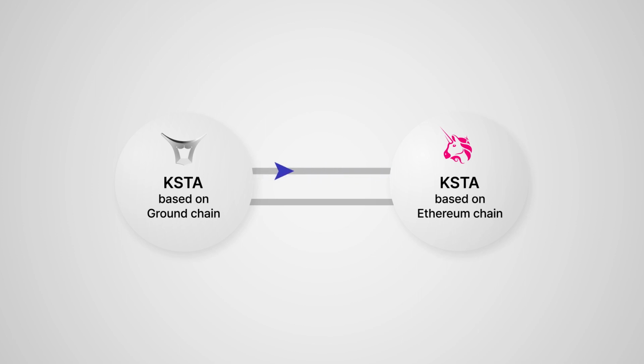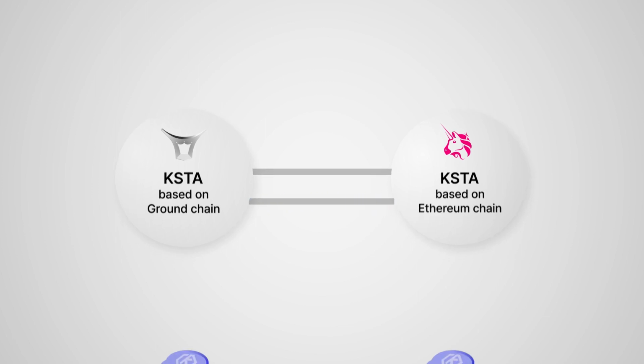The first method involves converting ground chain network KStar coin into Ethereum network KStar token, allowing users to trade their assets on Uniswap. The second method is converting Ethereum network KStar token into ground chain network KStar coin for sending their assets to the KStadium wallet.